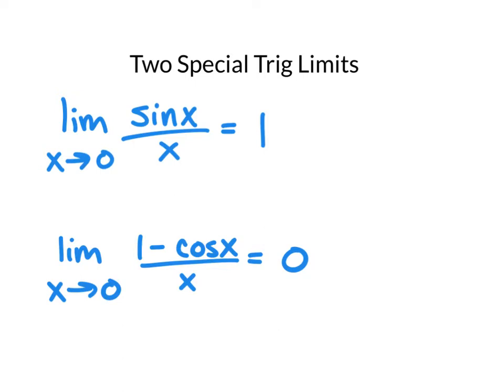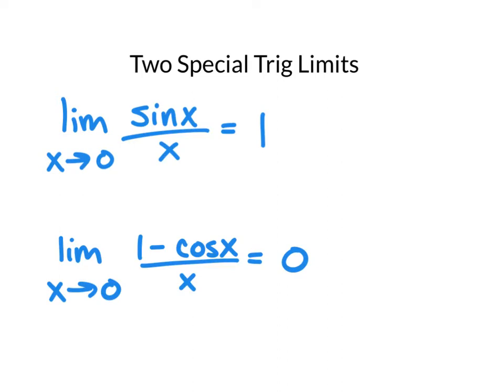There are two trig functions that come up often in calculus, and that is what we want to look at today. They are called the two special trig limits. So these are two formulas that you should eventually memorize. The first says, if we have the limit as x is approaching 0 of sine of x over x, that limit is always going to go to 1.